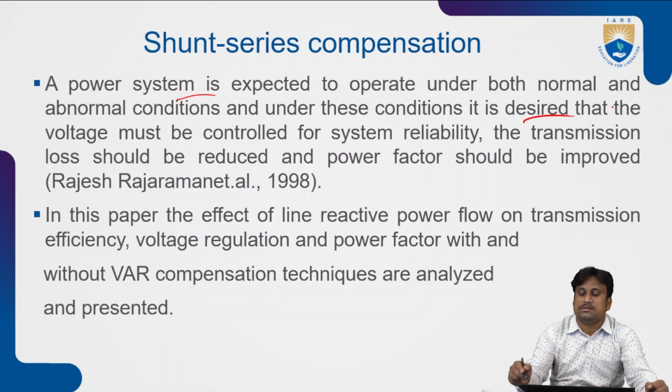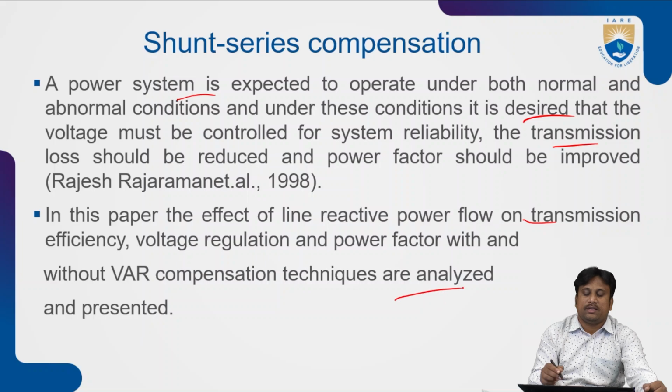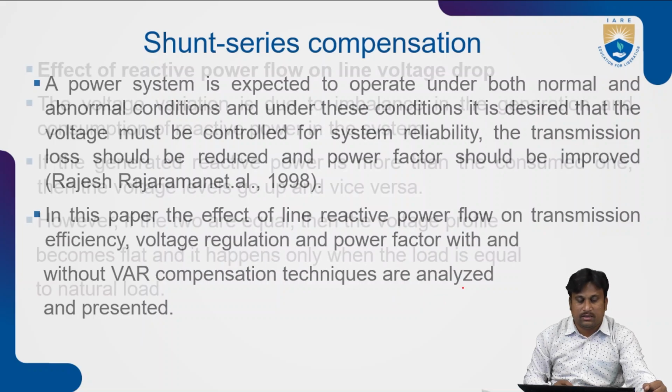Here a power system is expected to operate under both normal and abnormal conditions. Under these conditions, voltage must be controlled for system reliability, the transmission loss should be reduced, and the power factor should also be improved. The effect of line reactive power flow on the transmission efficiency is considered as one of the suitable parameters, and it is also associated with voltage regulation and power factor, with and without compensation. Those techniques are analyzed and presented here.